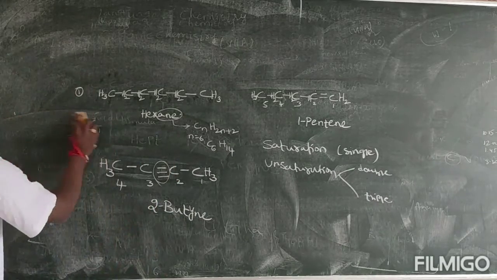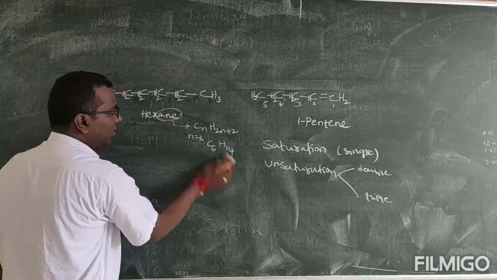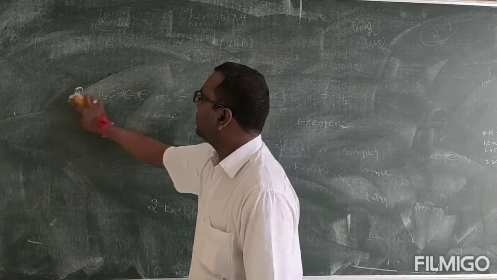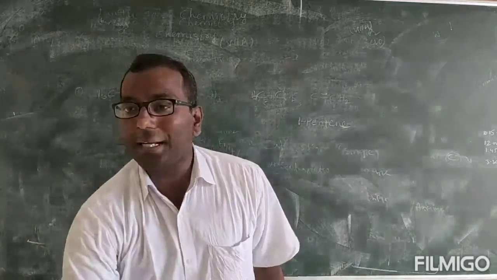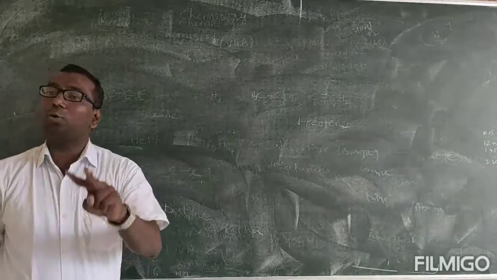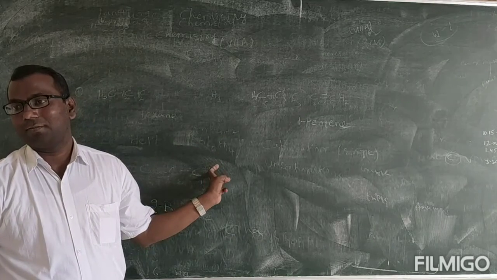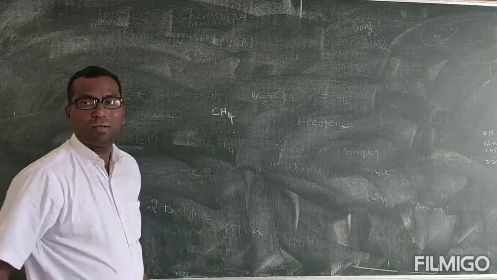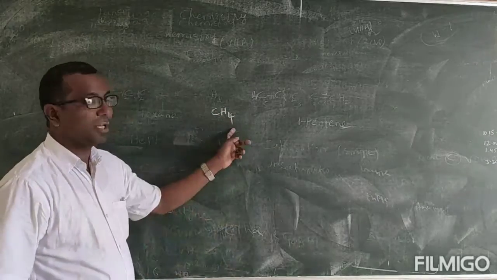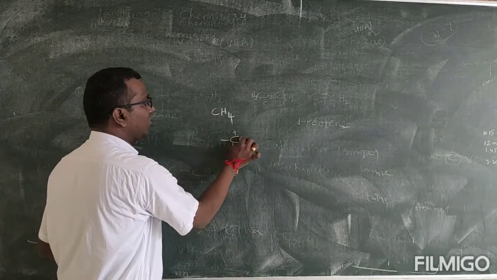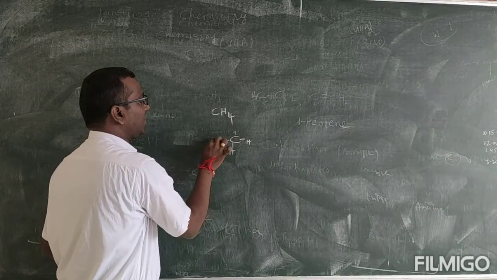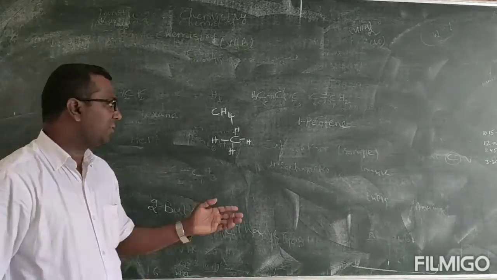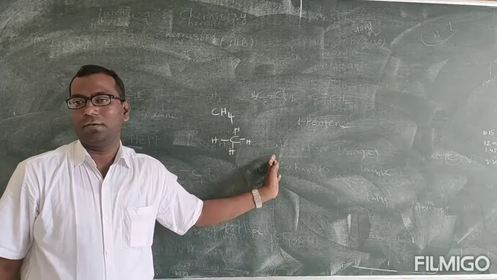So for today we will stop the class here. In this class you have learned how to write the formula and how to draw the structure. Suppose if methane is given, how will you draw the structure? All single bonds. So this is called a structural formula. In the next video you will be getting this.